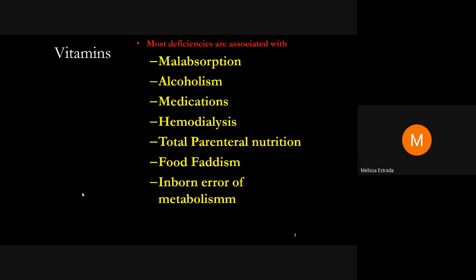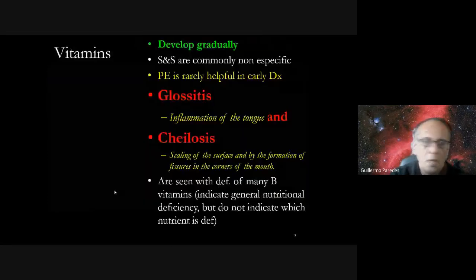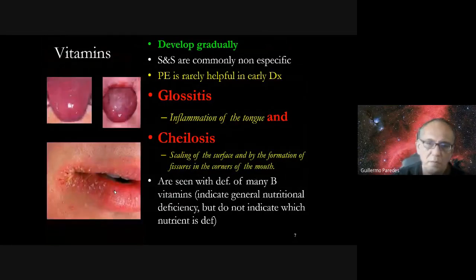Okay, hemodialysis, total parenteral nutrition, food faddism, inborn error of metabolism. All right, the vitamin deficiency will develop progressively. One of the signs and symptoms is glossitis, where you have the red tongue. Keratosis is the damage on the corner of your mouth.